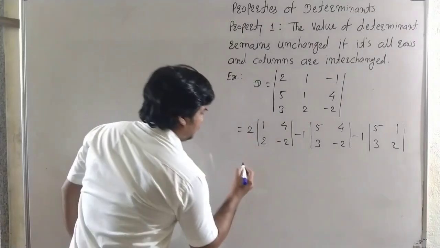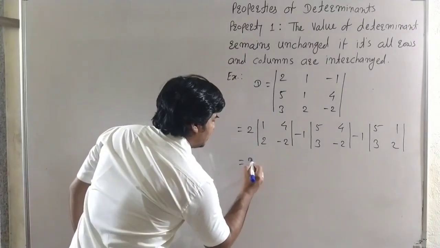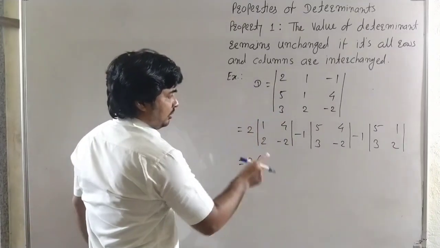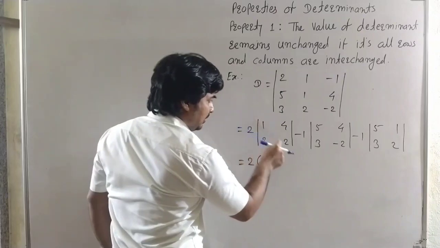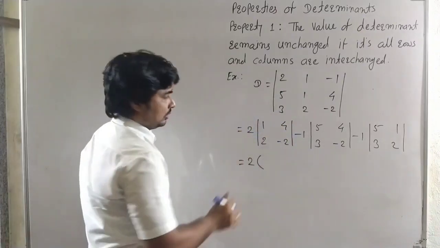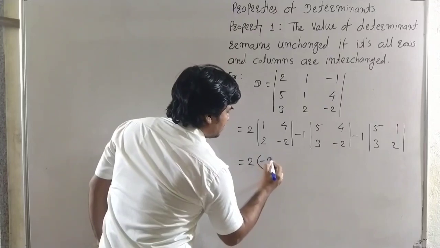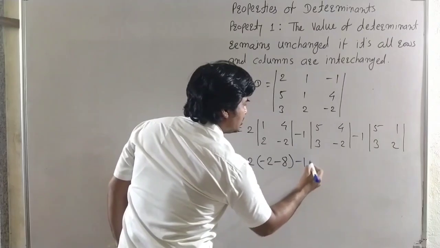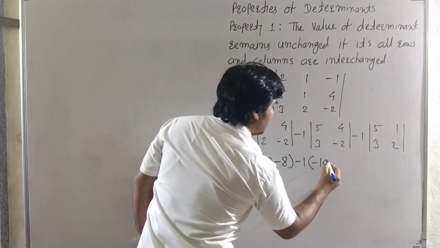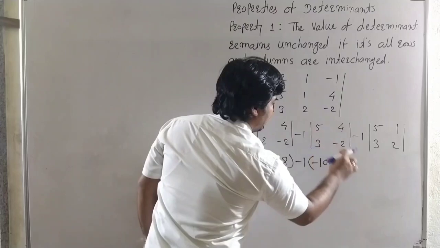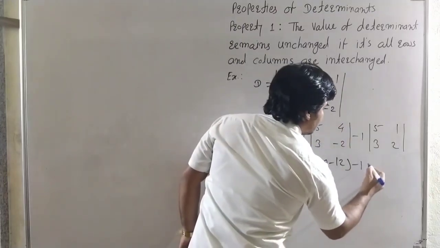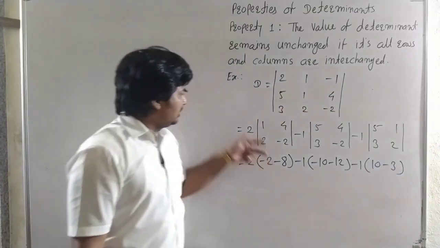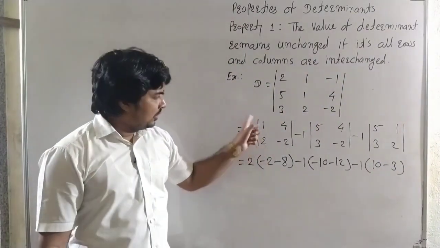Then now we can solve this determinant. It is 2 into, here this is a 2 by 2 determinant, a determinant of order 2. The value of this determinant is the multiplication of these two terms minus the multiplication of these two terms. Here 1 into minus 2 is minus 2, and minus the multiplication of these two terms is 8. Then minus 1 into, here it is minus 10, minus 12. See carefully, minus 10, minus 12, and minus 1 into, here 10, minus 3. This step is not necessary to write. We can directly write this.